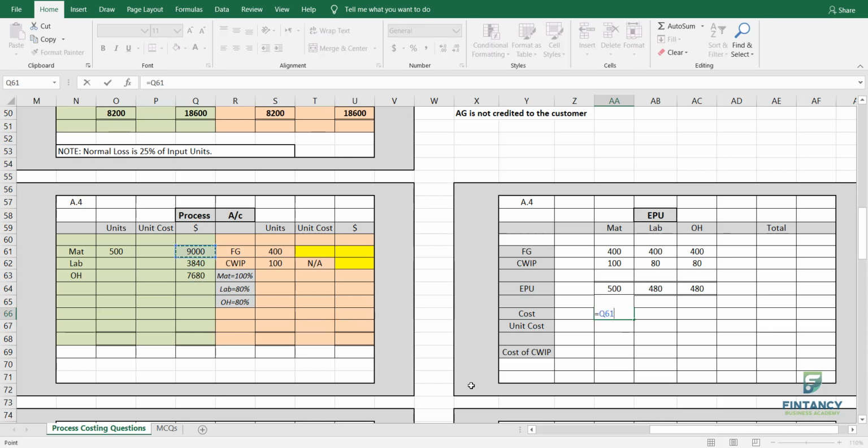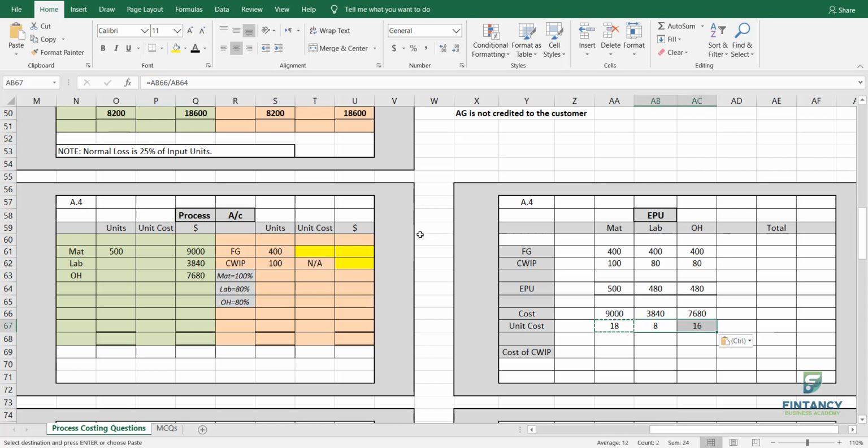How much is the cost of material during the month? How much is the cost of labor during the month? How much is the cost of overhead during the month? This one, right? So my friends, unit cost. How much is the unit cost? Shall I divide 500 with 9,000 or 9,000 with 500? Right? If I need the unit cost, I will keep cost in the numerator. So 9,000 divided by 500. Okay, which is 18. You can copy here formula 18, 8 and 16.